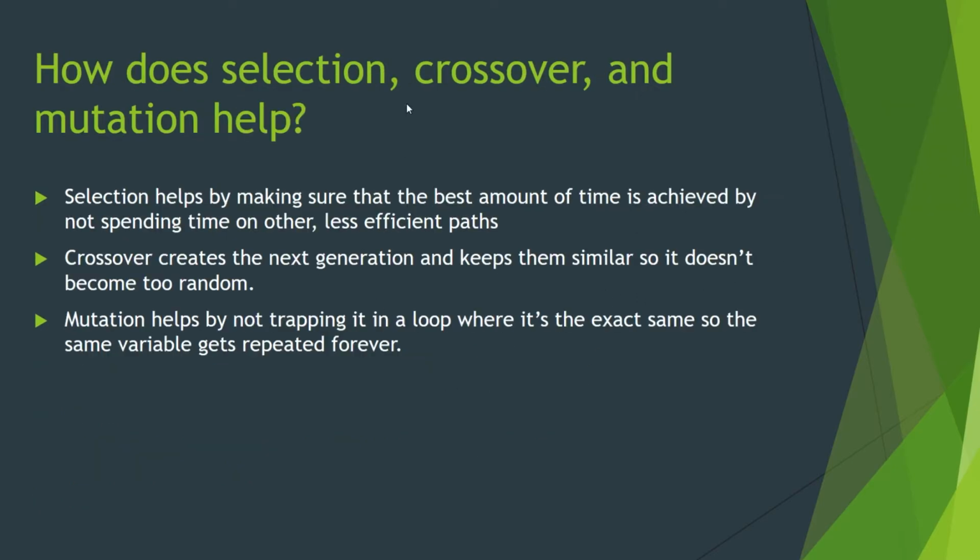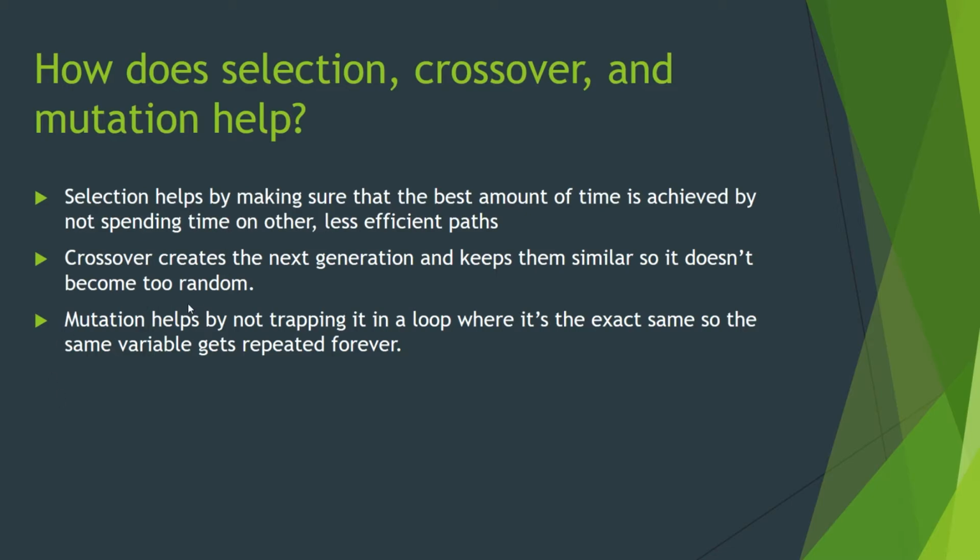How does it help, and why is it useful? So selection helps by making sure that the best amount of time is achieved by not spending time on other less efficient paths, so as not to waste resources either. Crossover creates the next generation and keeps them similar, so it doesn't become too random, where it's like 1, 0, and then just everything flips. So it won't be like Google's random number generator.